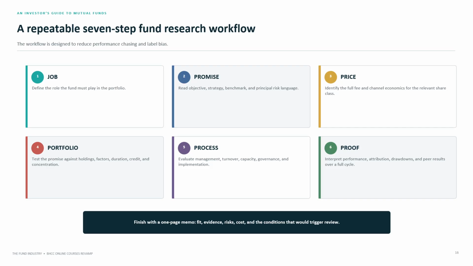Step 5 is the process. Evaluate the people, turnover, capacity, governance, and implementation. Step 6 is the proof. Interpret performance, attribution, drawdowns, and peer results over a full cycle. And the 7th step is to write the decision. In one page, state the fit, evidence, cost, risks, and measurable review triggers. This order makes it much harder to fall in love with a performance chart before learning what actually produced it.